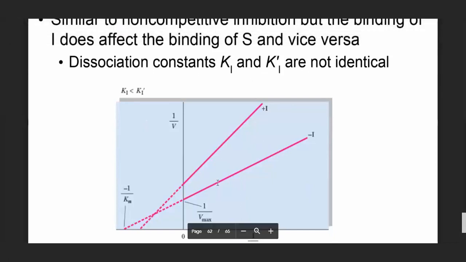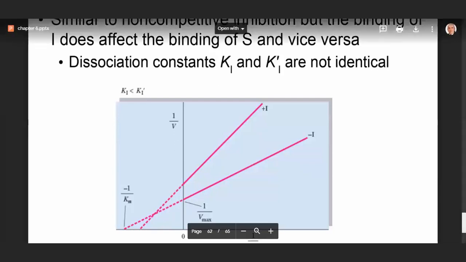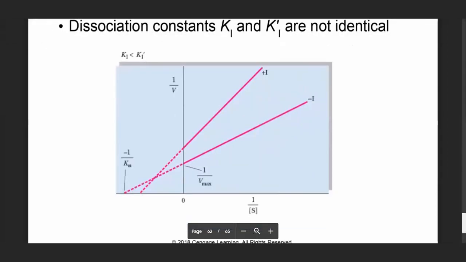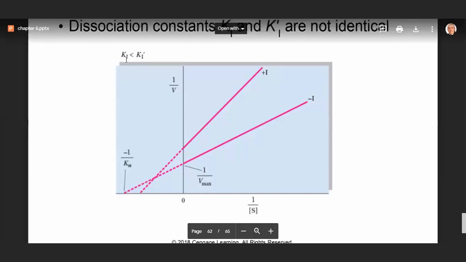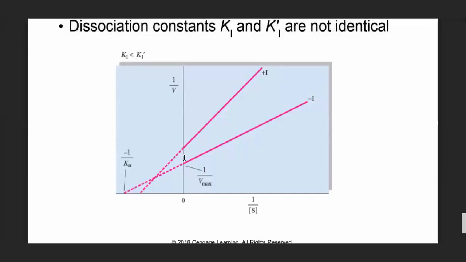You see the two plots, they do not meet here or meet here. So both values change. Again, we have the two lines in the absence and in the presence of the inhibitor. They do not meet either on the y-axis or the x-axis. So both values of Vmax and Km change. How do they change? Km, as we saw in competitive inhibition, increases, and Vmax, as we saw in non-competitive, decreases.